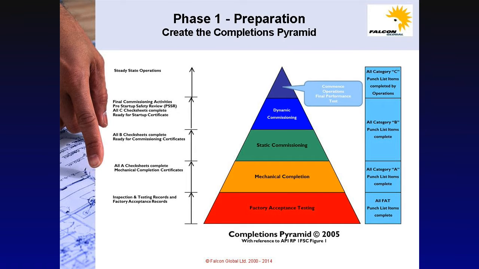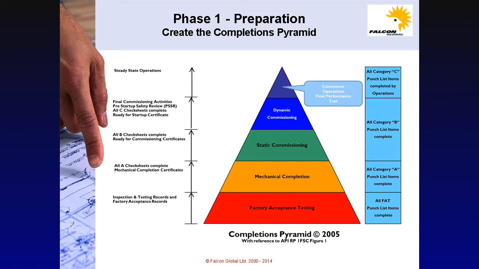In the completions pyramid, we show factory acceptance testing at the base of the pyramid with mechanical completions, static or pre-commissioning or function testing, followed by dynamic commissioning, and finally startup and performance testing. The activities with check sheets and certification required to complete each stage are shown on the left-hand side of the page.